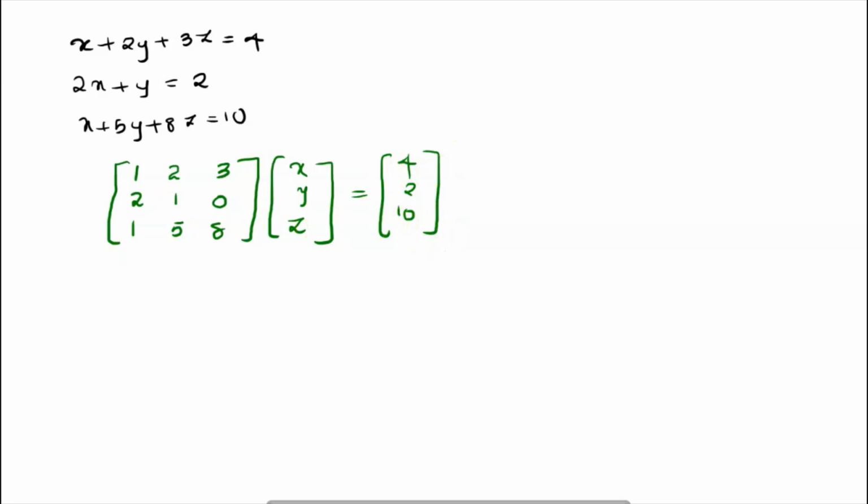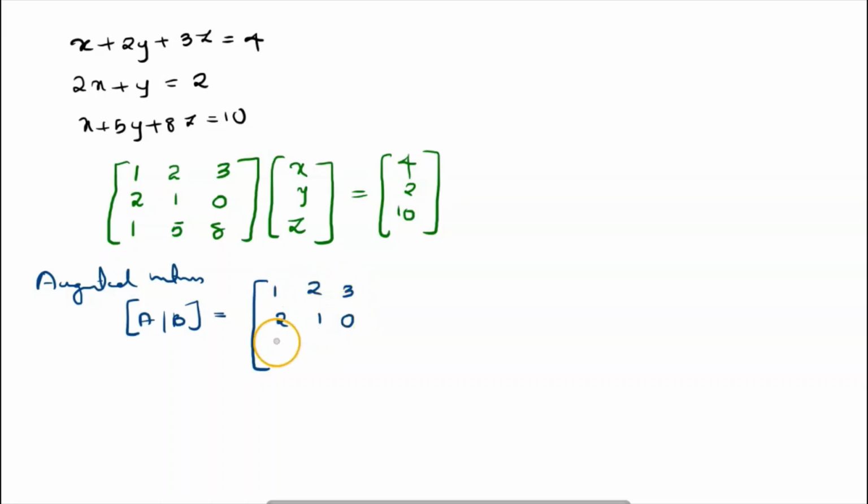The augmented matrix A, B is 1, 2, 3, 2, 1, 0, 1, 5, 8. This is A matrix. And the last column is the B matrix 4, 2, 10. So this is the augmented matrix. Either you can separate it with a line or this is enough.